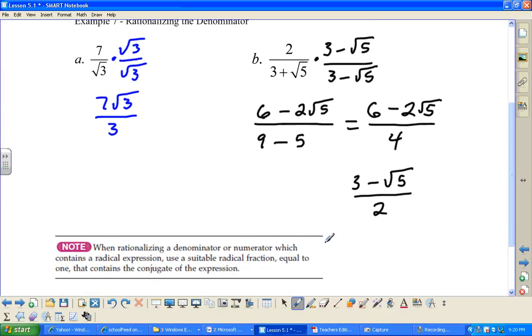And we have a little note down here. It says, when rationalizing the denominator or numerator which contains a radical expression, use a suitable radical expression equal to one that contains the conjugate. So there we go, they're talking about the conjugate here, and that would be rationalizing the denominator.